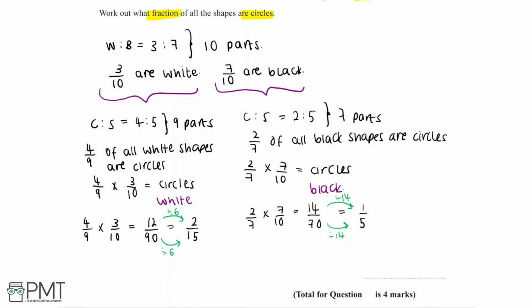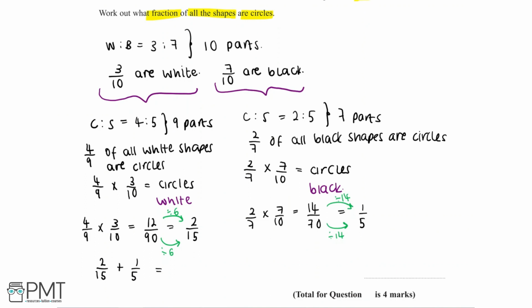So now we know that of the shapes in the bag, 2 out of 15 are white circles and 1 out of 5 are black circles. But now we're asked to find the fraction of all the shapes that are circles, so it doesn't matter about their colour. So now we can do the white circles plus the black circles as a fraction of the total amount of shapes which are circles. So we'll have 2 over 15 plus 1 over 5. And we can find the common denominator.